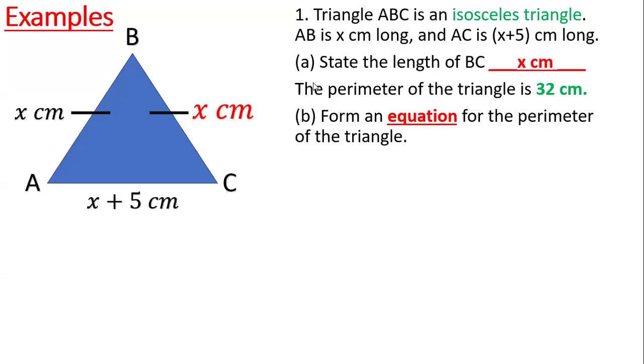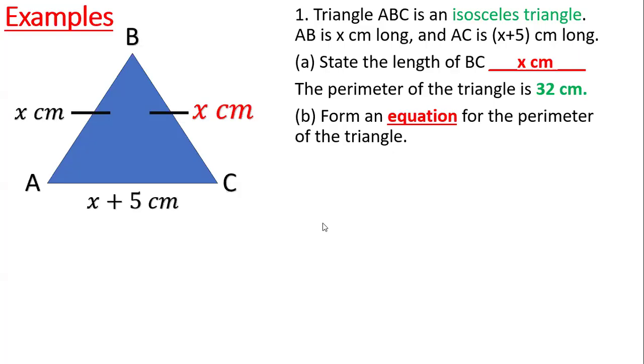Can I have Jamari Evans? Can you hear me? Jamari Evans. Yes, sir. Okay, go ahead and read the part B. Start from the perimeter of the triangle is. The perimeter of the triangle is 32 centimeters. Form an equation for the perimeter of the triangle. Very good. And go ahead.